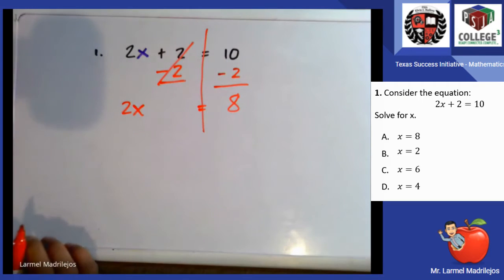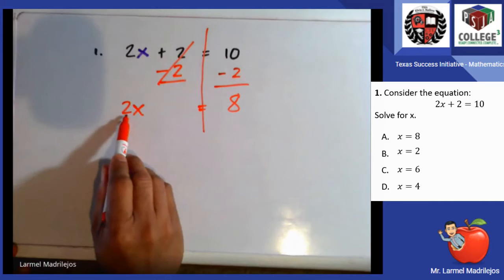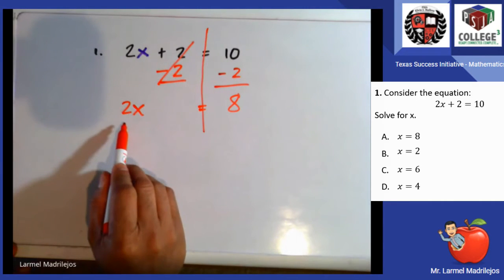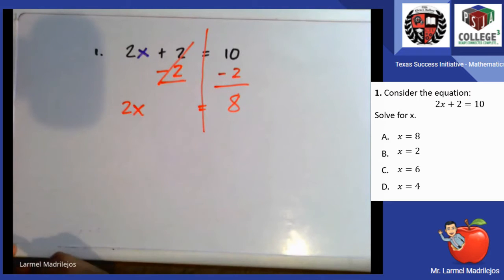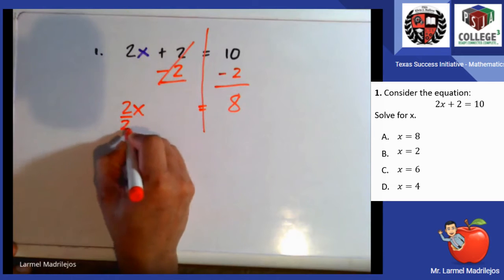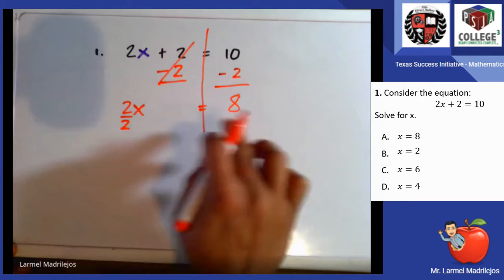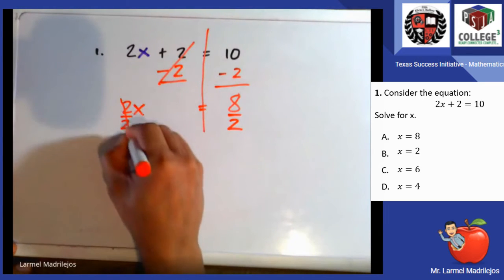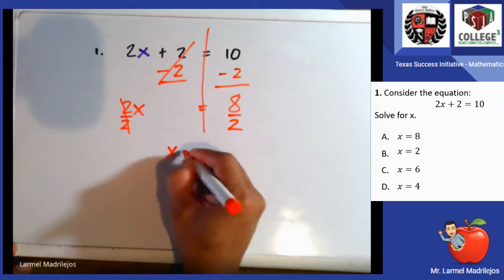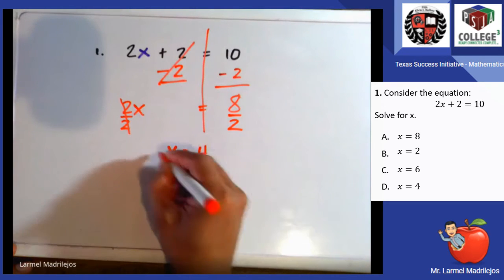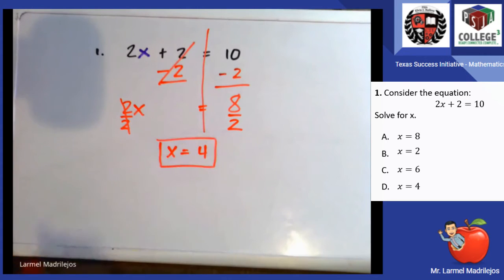The next thing I'm going to do is the opposite of 2 times x, which is divided by 2. To isolate x, I need to divide this by 2. Whatever I do on the left side, I need to do on the right side. Divide this by 2. This cancels out. The value of x: 8 divided by 2 equals 4. So the answer is letter D.